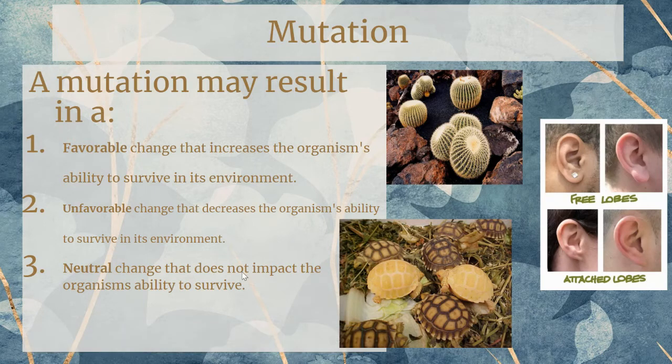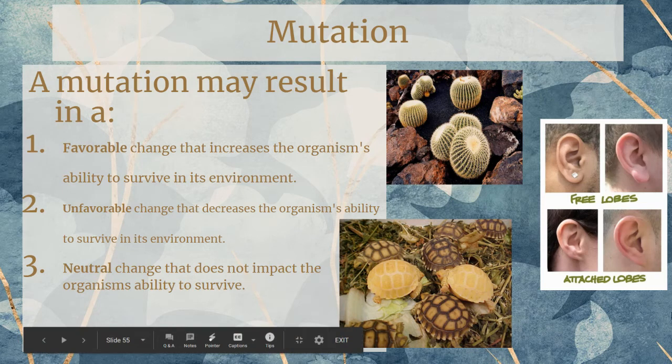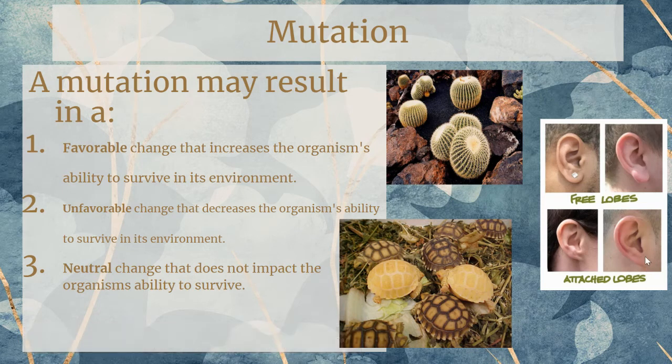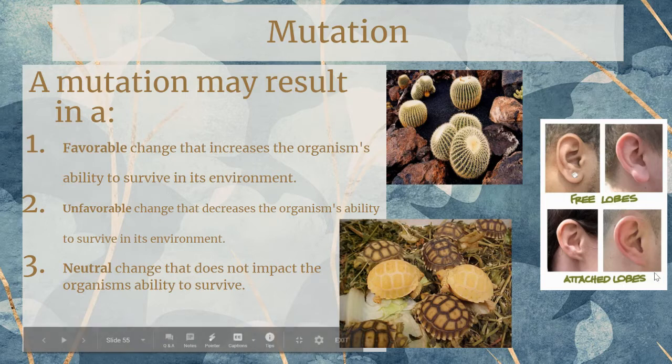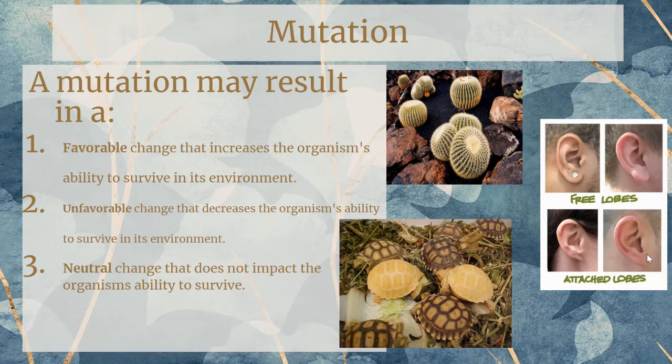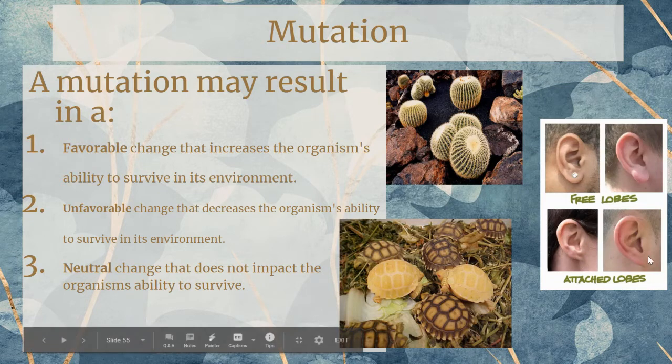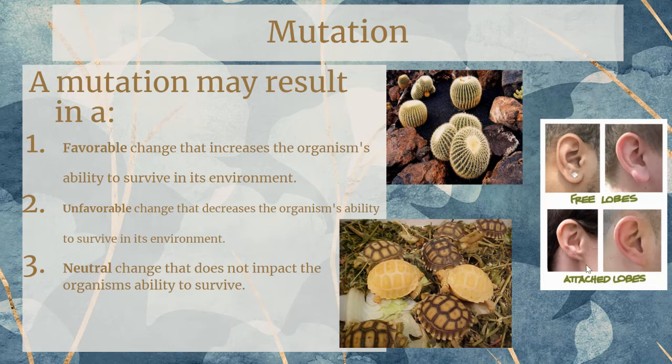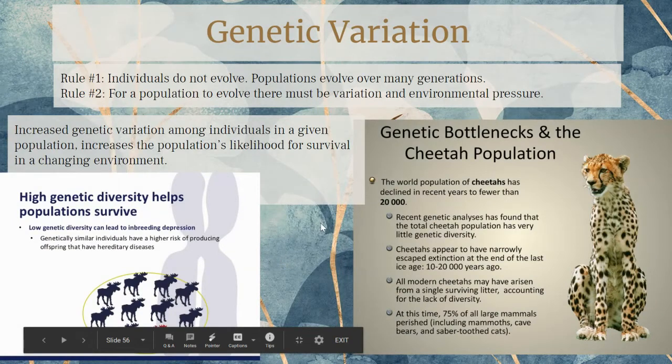And then there's also mutations that don't impact your ability at all to survive. So these attached earlobes are technically a mutation. Don't look over at your friend and call them a mutant if they have attached earlobes. We're not shaming anyone with attached earlobes. It's pretty common in populations of humans at this point, but technically speaking, it's a change in the DNA over time that really has no impact on your ability to survive. They're just attached to your head. So those are different types of mutations.